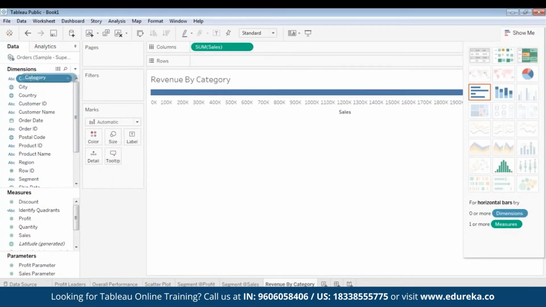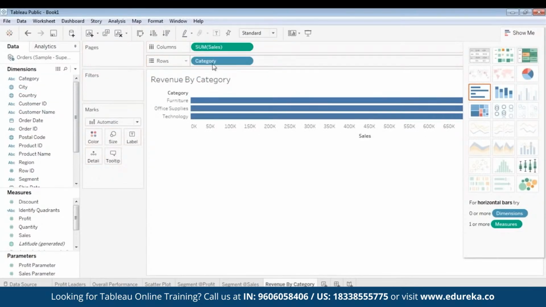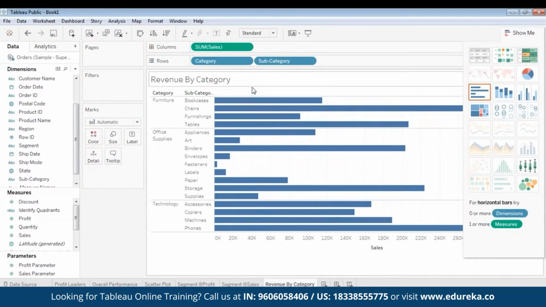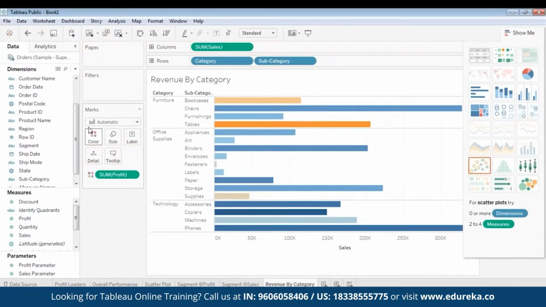So let me find where category is. Firstly, I will put it as category. After category, I need to put it as subcategory. I want to see how the revenue is there, right? And then I will go and select as profit, and I will put it in different colors. Now can you see how my bar representation looks like right now? Okay, it has changed the color also. Let me add few filters.